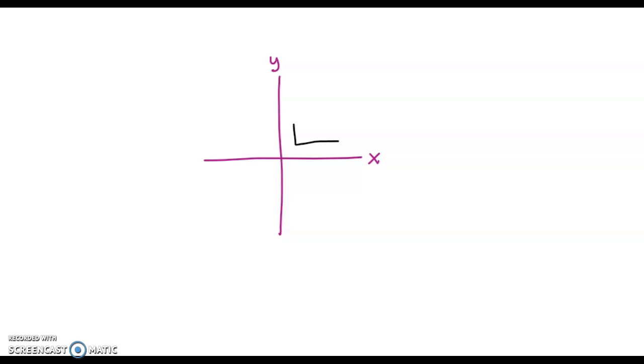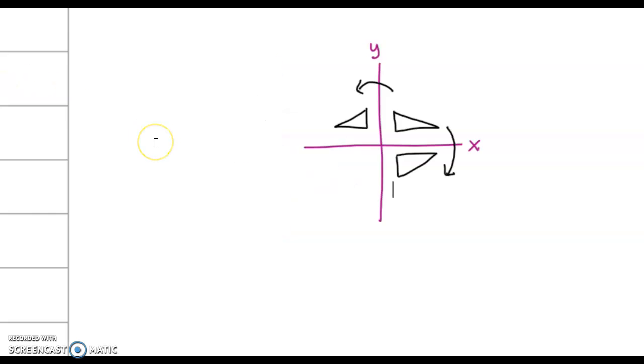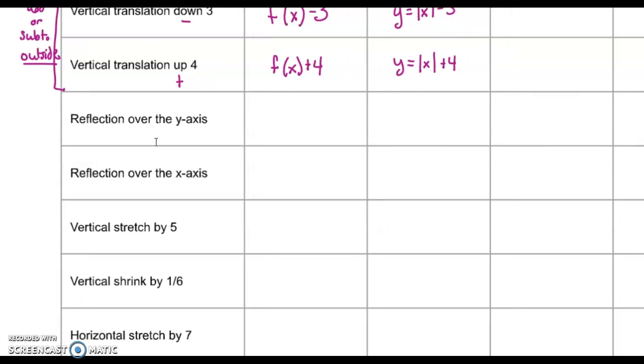If you wanted to reflect this triangle over the y-axis, it would become something like this. Same shape, same size, it just flipped over it. If you wanted to do it over the x-axis, same thing. It's going to keep its shape and size. It's just going to reflect or flip over it. So that's what reflections are. So let's look at those.